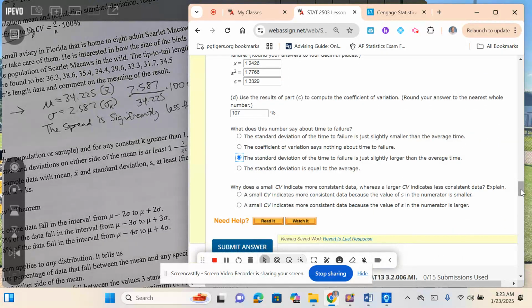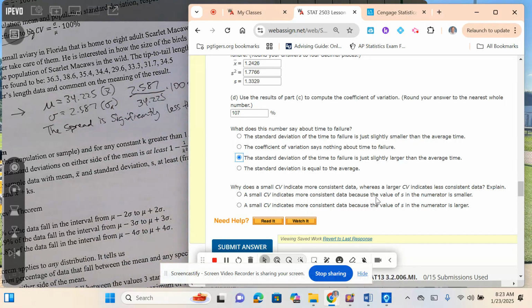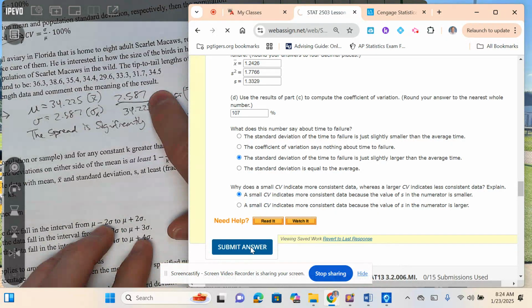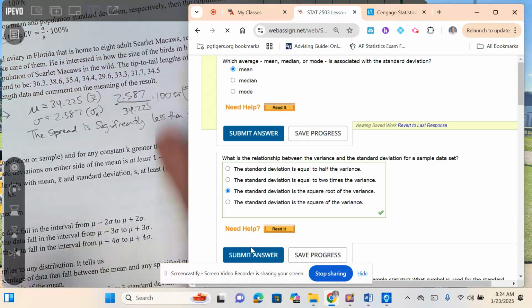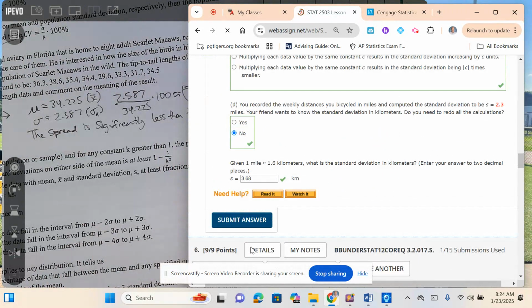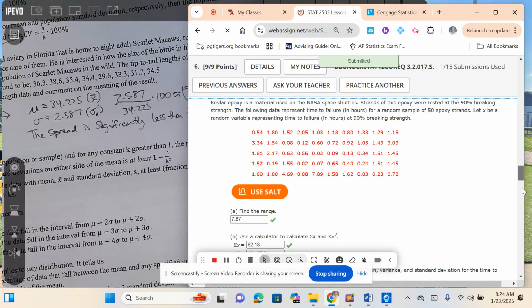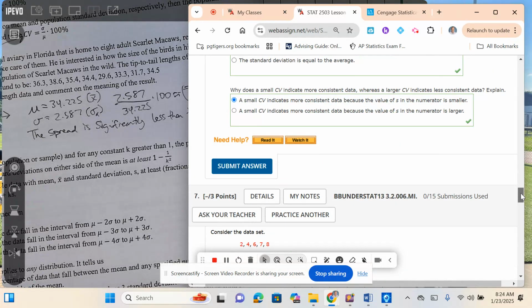Okay. So what does a small CV represent? Like in our notes, we had a small CV. That means the data is more consistent because the numerator is smaller. What that means is basically the smaller the standard deviation, the less spread there is, and the more consistent the data is. It's not all over the place. So this might be a little bit concerning, this 107. That's a large coefficient of variation.